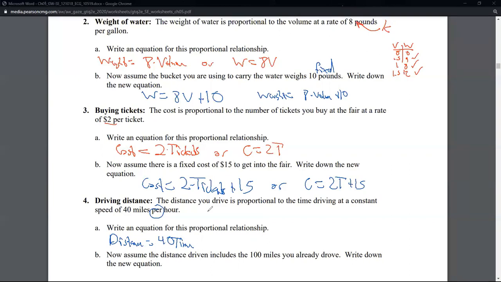So plug in 1. If you go 1 hour, would it make sense that you go 40 miles? If you go 40 times 1, you get 40 miles. Well, yes, because your speed is 40 miles per hour. So 1 hour should get you 40 miles. And again, the abbreviated version, D equals 40t, would also work. Then we assume that we have that 100 miles we already drove. That's not going to be affected by our speed at all. That's a fixed amount. So we just go D equals 40t plus 100, or distance equals 40 times time plus 100.